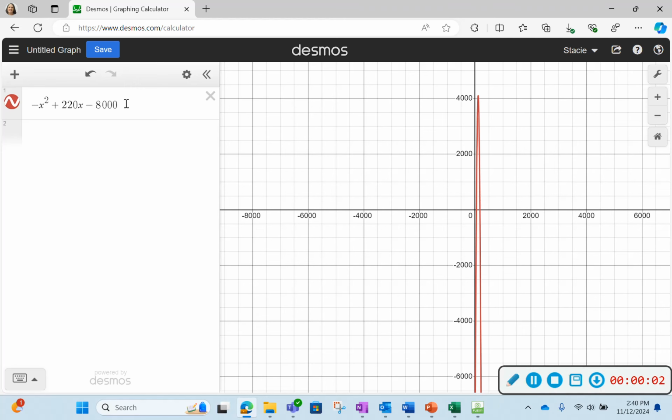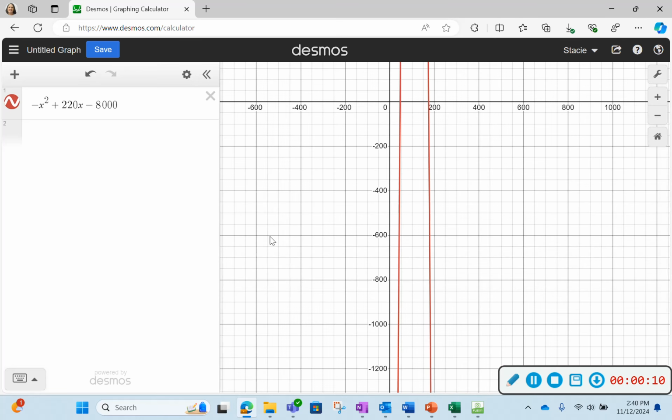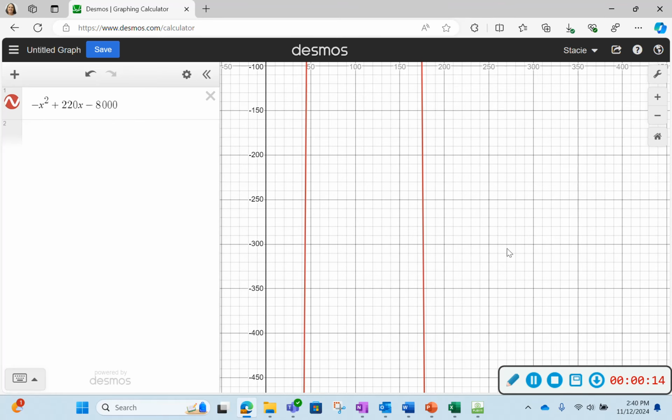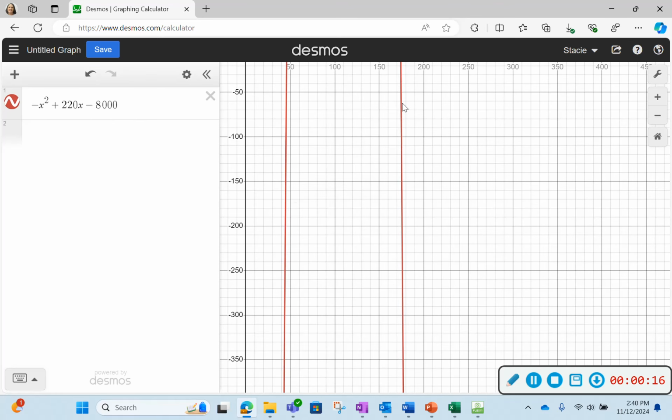Okay, so I have graphed it on Desmos. Now keep in mind we have large numbers, so that's why my graph looks like this. So I'm going to zoom in to our x-intercepts because that's where our answer is. Oh my goodness, where did it go?